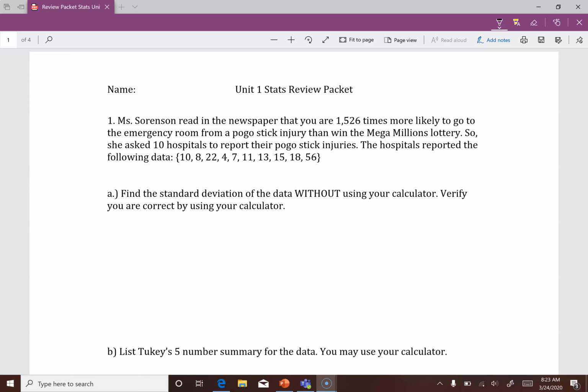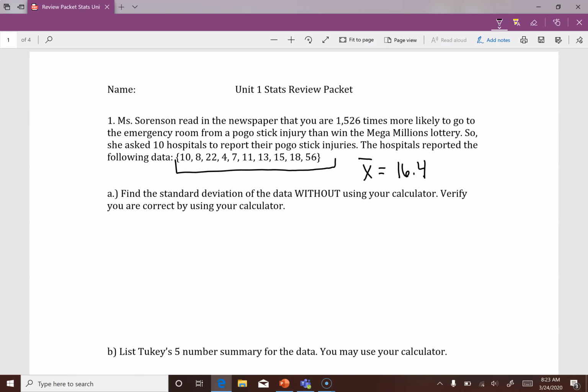Question A says find the standard deviation of the data without using your calculator. Verify you are correct by using your calculator. First thing we need to do is find the mean. So we need to add up all these values and then divide by 10. Okay, if we do that, we get an X bar of 16.4.